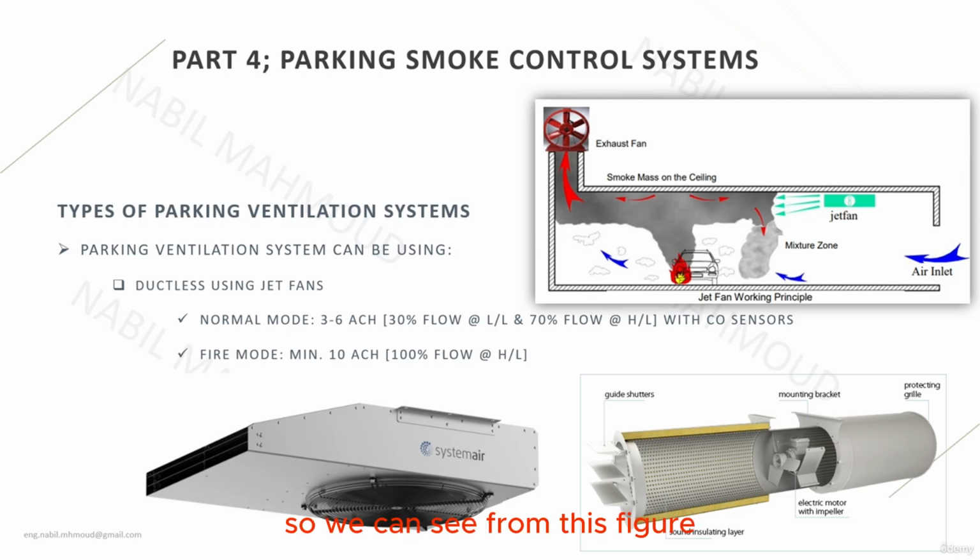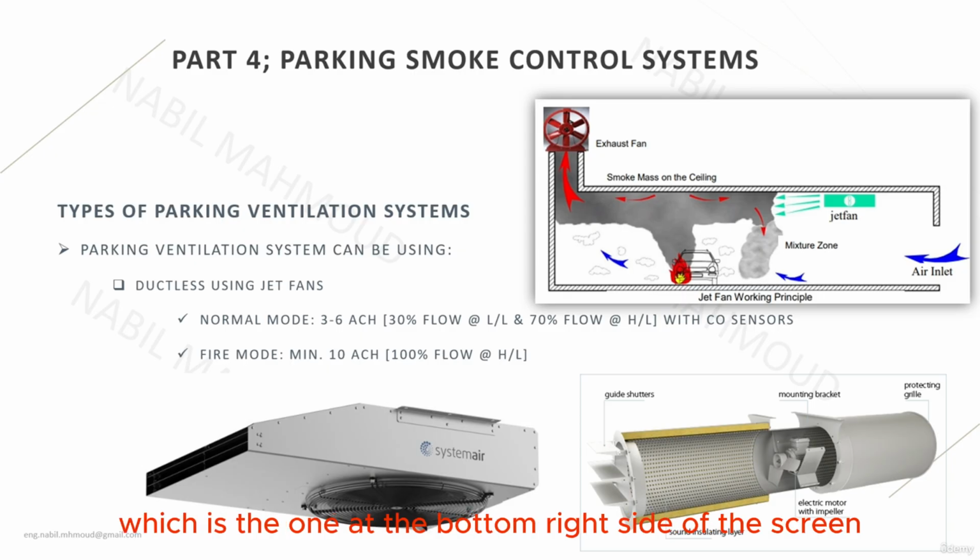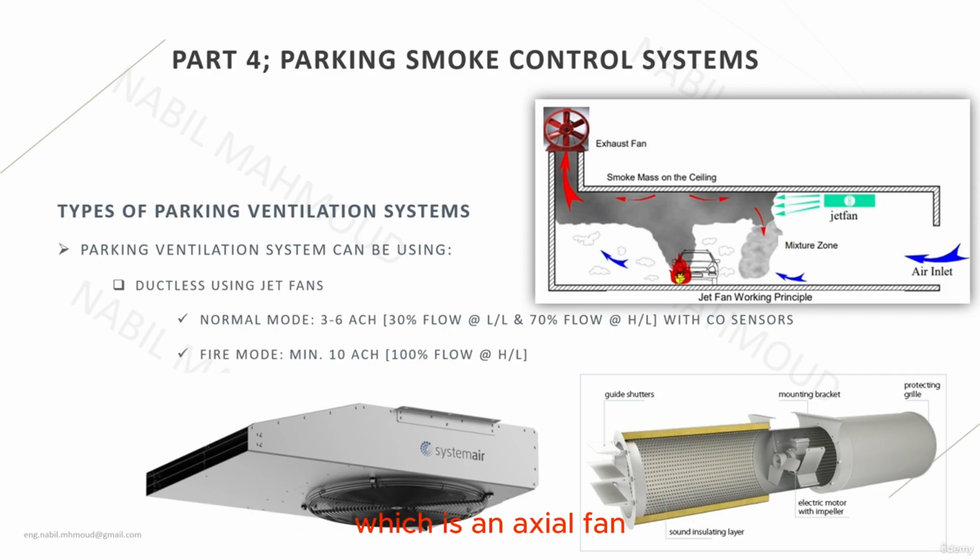So we can see from this figure a clear representation of the purpose of operation for the jet fan, but I still cannot visualize the jet fan as a designer. In this case, I will tell you, refer to the two figures on the bottom side of the screen. Jet fans are usually axial fans, and the most commonly known form of jet fan, the one at the bottom right side of the screen, is a tube axial fan that has two silencers, one before the axial fan and one after the axial fan.